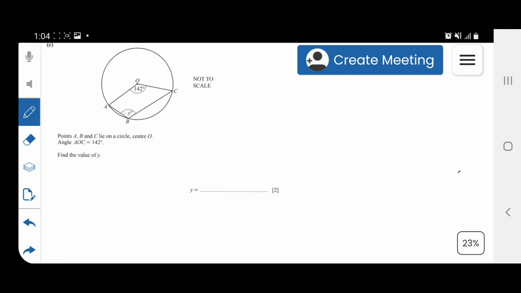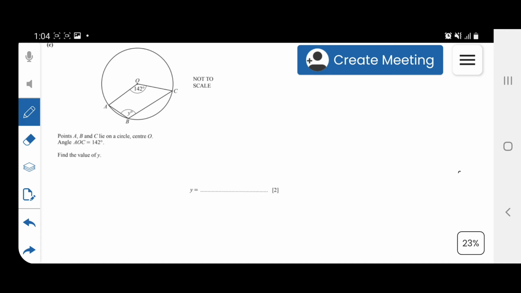Here you can see A is on the circumference, B is on the circumference, C is on the circumference, but the side O is touching the center of the circle. So we cannot directly use the property that opposite angles of a cyclic quadrilateral add up to 180 degrees. Don't get confused, because this point O is not touching the circumference, but is starting from the center. So here we have to do just one step to make a cyclic quadrilateral.